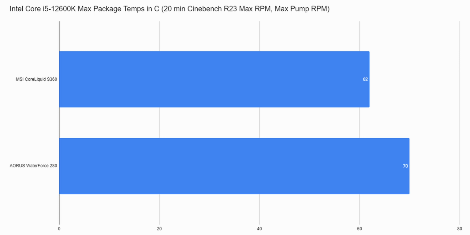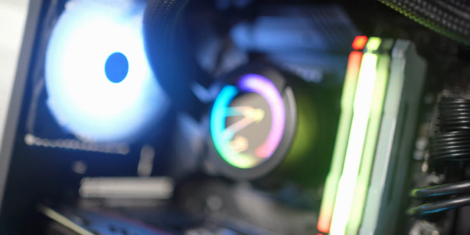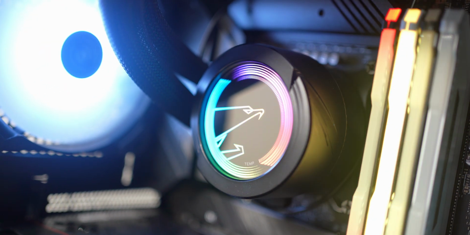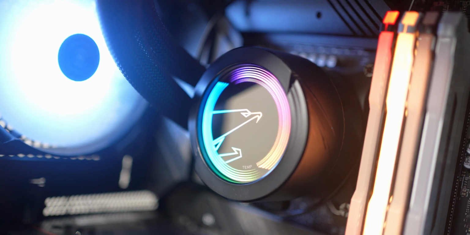And just for reference, with the Intel Core i5-12600K and a 360mm AIO liquid cooler, I got 62 degrees Celsius for the max CPU core temperature. And that difference in performance is pretty much to be expected when you're comparing a really large 360mm radiator to a slightly smaller 280mm one. And I would say performance is definitely in line with the competition.